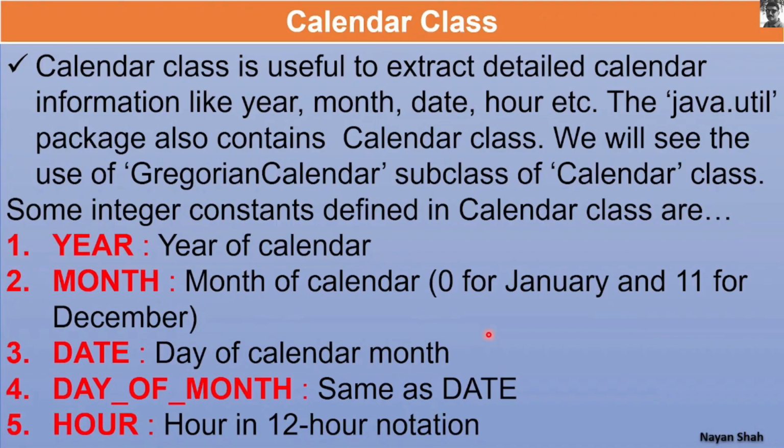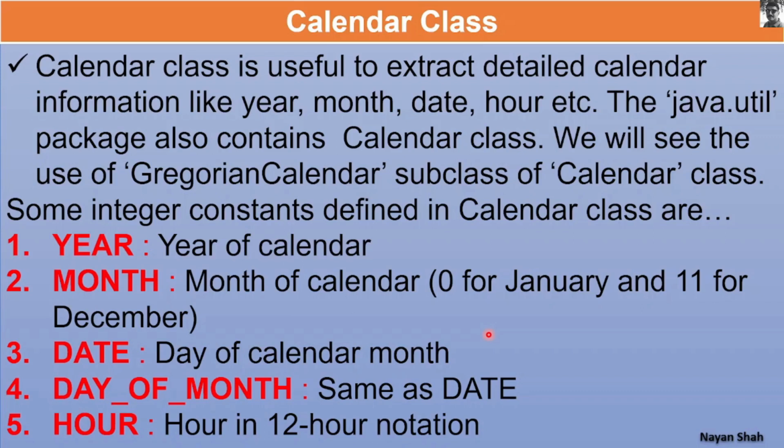Moving over to the Calendar class. Calendar class is useful to extract detailed calendar information like year, month, date, hour, etc. So everything related to calendar. Again, the Calendar class is available in the java.util package, and it also contains the Date class and Calendar class. We will see the use of GregorianCalendar. Now, within the Calendar class, there are many other subclasses. One of them is GregorianCalendar, which is a subclass of the Calendar class.